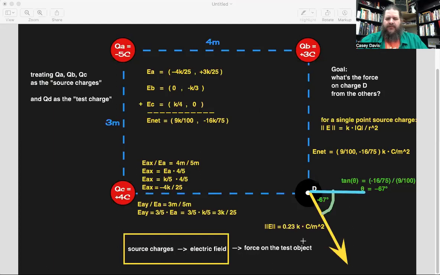So now that we know the electric field in terms of magnitude and direction, let's say we want to find the actual force on this test charge, because we've been ignoring the test charge. We've just been ignoring the test charge and looking at the source charges creating an electric field. But now that we've got that electric field, we can investigate the electric field creating a force on the test object.